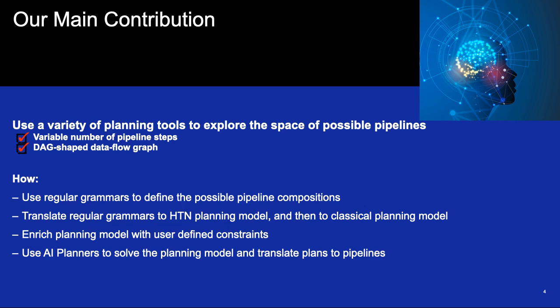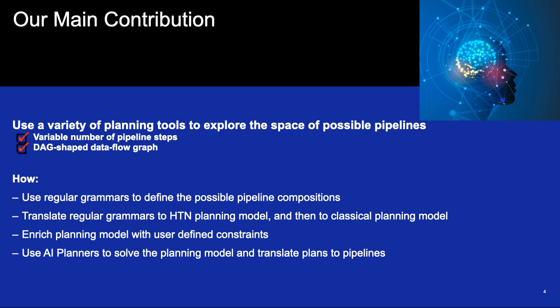Our main contribution in this work is introducing a novel planning-based approach for exploring the space of possible valid pipelines. In order to do so, our solution uses a variety of existing planning tools. Going beyond what was allowed by previous approaches, we now allow for arbitrary DAG-shaped data flow graphs. We define the space of valid machine learning pipelines with the use of regular grammars. We then define the corresponding HTN planning model with the space of solutions corresponding to the regular language.